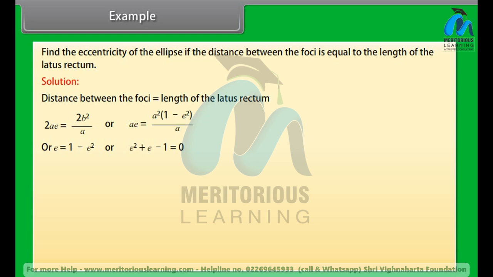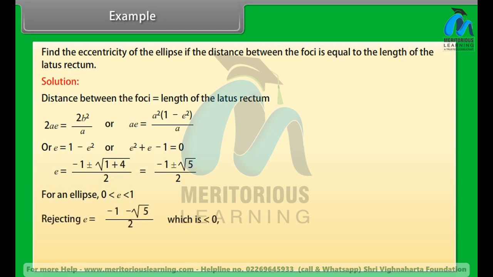e is equal to (minus 1 plus or minus under root 1 plus 4) upon 2, which is equal to (minus 1 plus or minus under root 5) upon 2. For an ellipse, 0 is less than e is less than 1. Rejecting e is equal to (minus 1 minus under root 5) upon 2, which is less than 0, we have e is equal to (under root 5 minus 1) upon 2.